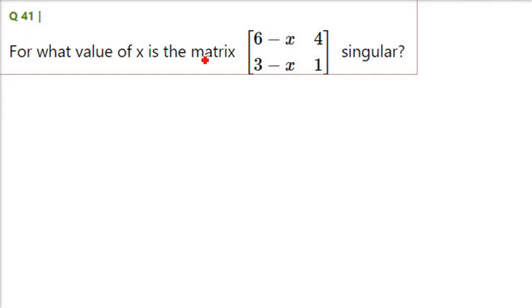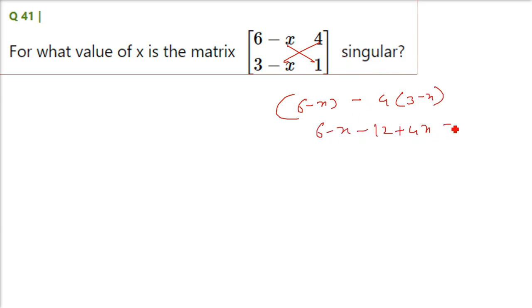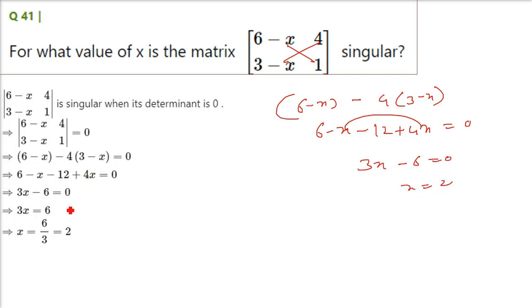For what value of x is the matrix singular? In order to get this matrix as singular, we have to cross multiply and put it equal to 0. That is (6 minus x) into 1 minus 4 into (3 minus x) is equal to 0. 6 minus x minus 12 plus 4x equals 0. 4x minus x is 3x. 6 minus 12 is minus 6 equals 0. So x becomes 2. So for the determinant to be singular, x is 2.